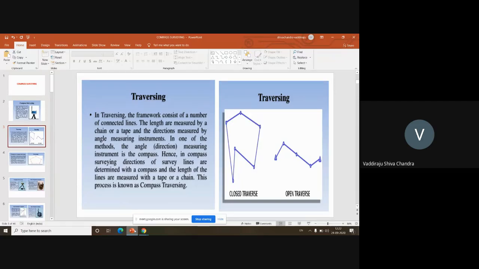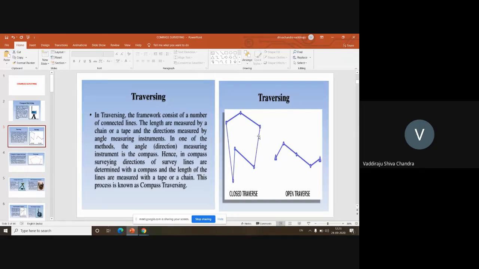What we do is we start at one point, and from that point we identify the second object. We bisect the second object using the compass. Then we shift the instrument from the first point to the second point, establish the instrument there, and bisect the third point. Once the third point is established, we measure the distance between the second and third points, and shift the instrument from the second position to the third position. At the third position we again establish the instrument and bisect the fourth point.